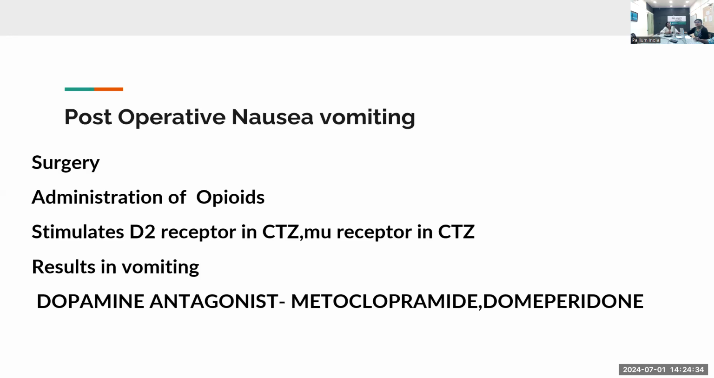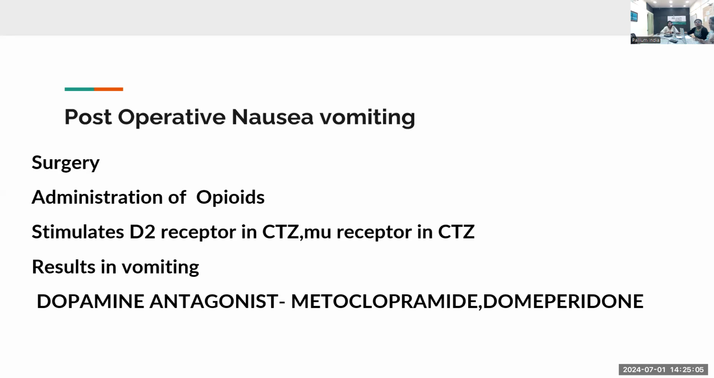Next slide. Now, coming to the next setting, postoperative. A patient is getting postoperative nausea and vomiting. What happened? During the time of surgery, the surgeon must have given opioids like fentanyl or morphine for controlling pain. So all these things will stimulate. Here comes the D2 receptor. They stimulate the D2 receptors in the CTZ. We know that the CTZ has a lot of receptors. One is 5-HT3, D2 receptor, mu receptor, NK1 receptor, and H1.